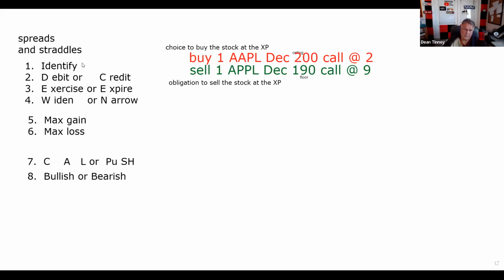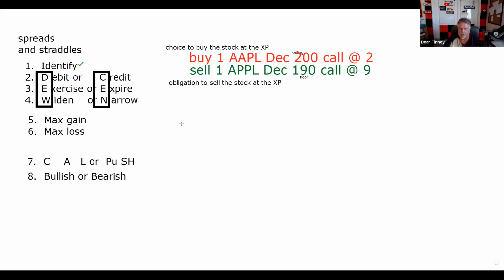Now, even if it wasn't a test question, I told you it is. But even if it wasn't, if you can't identify it, you don't know what to do next. Now, if we get this next part right, we can rock and roll. If we determine, for example, it's a debit spread, we're going to know debit, exercise, widen. If it's a credit spread, we're going to know credit, expire, narrow.